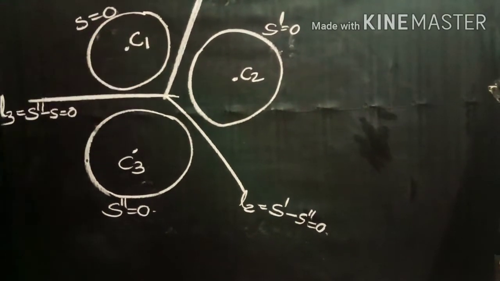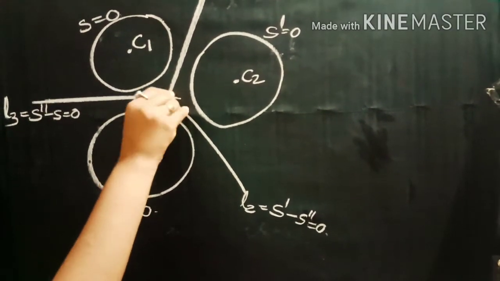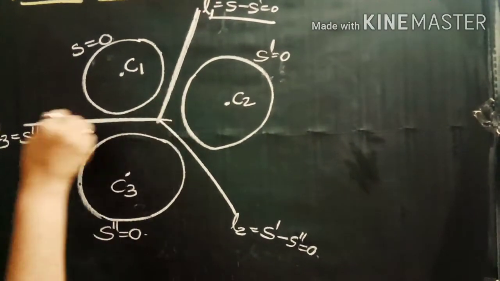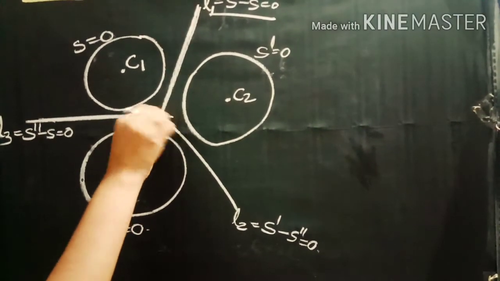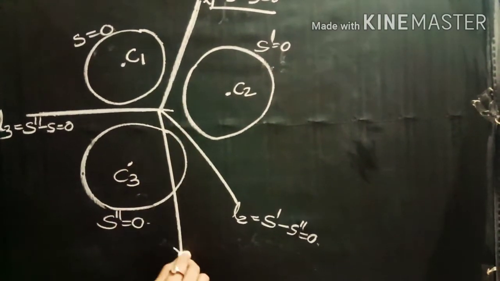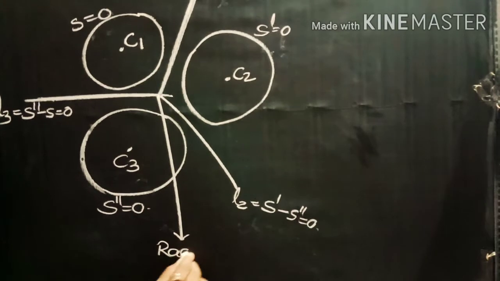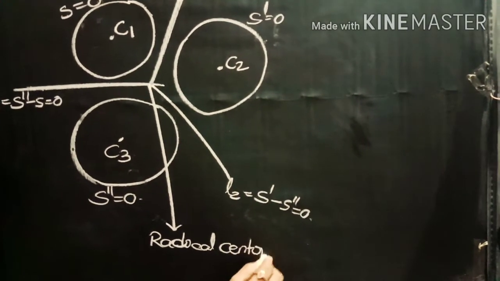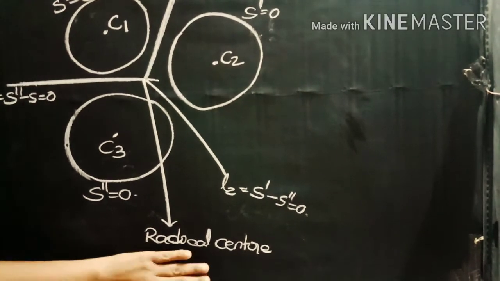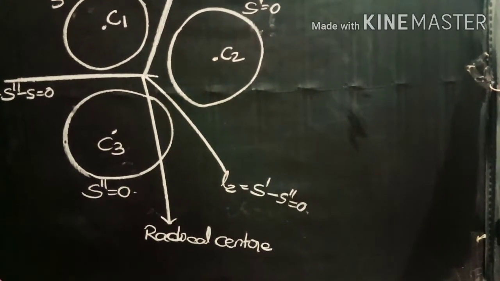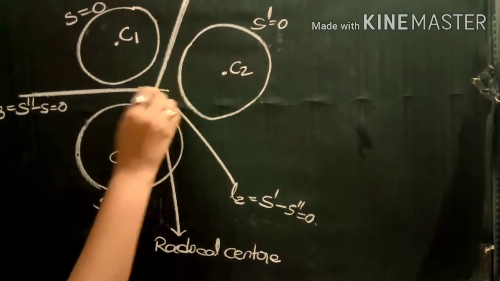Now clearly the three radical axes are concurrent lines. The three lines are concurrent here, and this is the point of concurrence of the three lines. This is called the radical center of the circles. So the point of concurrence of the radical axes is nothing but the radical center.